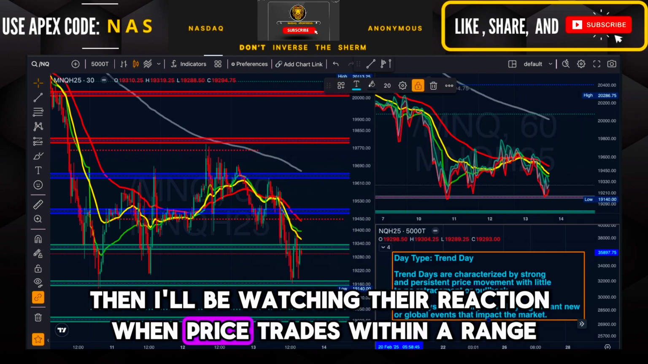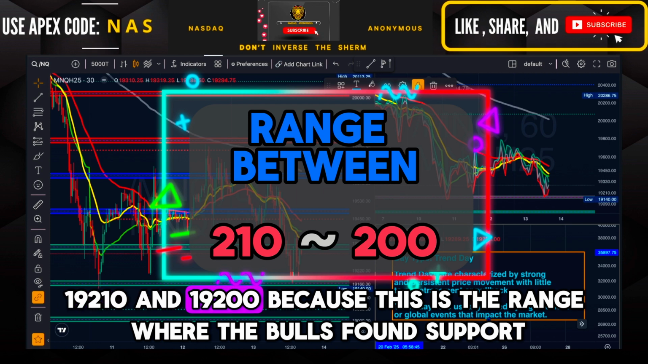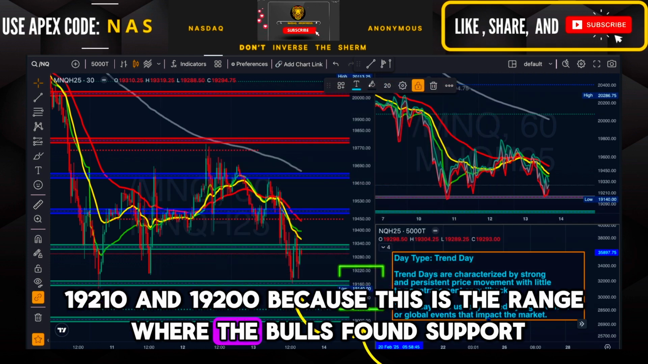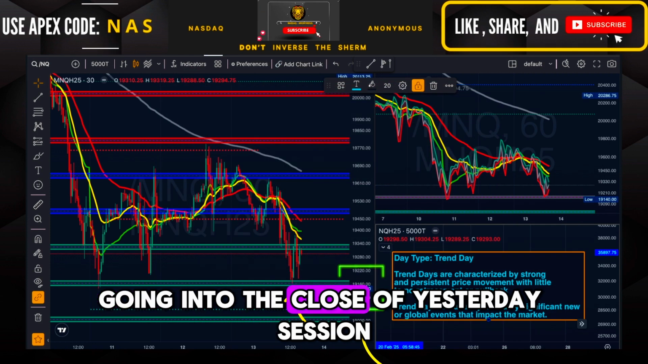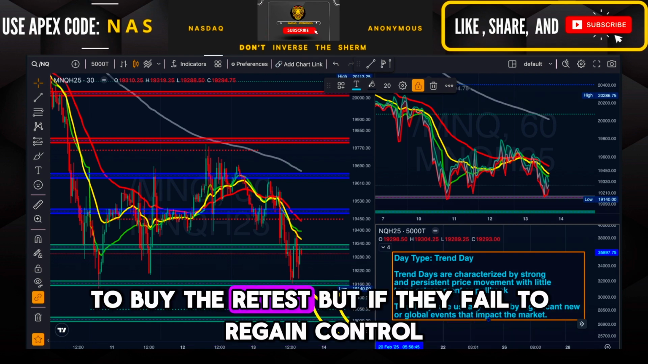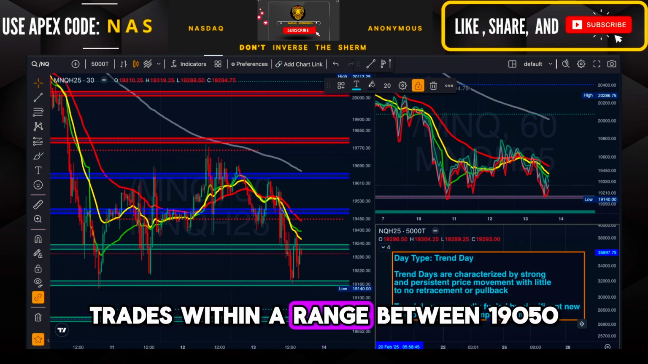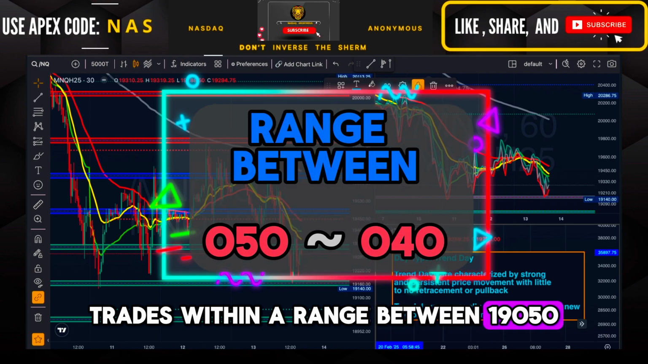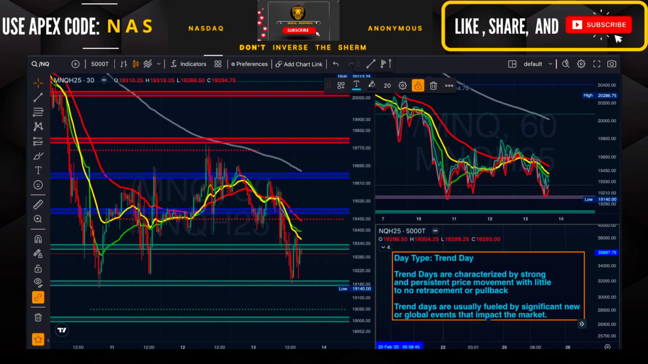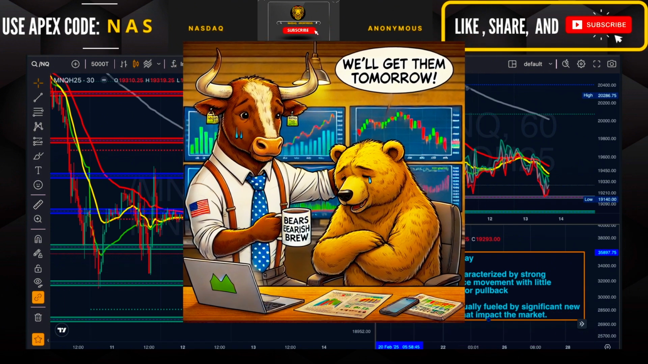However, for my bearish thesis, if the bears can maintain their control overnight, then I'll be watching the reaction when price trades within a range between 210 and 200, because this is the range where the bulls found support going into the close of yesterday's session. And I do expect passive buy orders to be resting around this area to buy the retest. But if they fail to regain control, then I'll be watching the reaction when price trades within a range between 1950 and 1940.